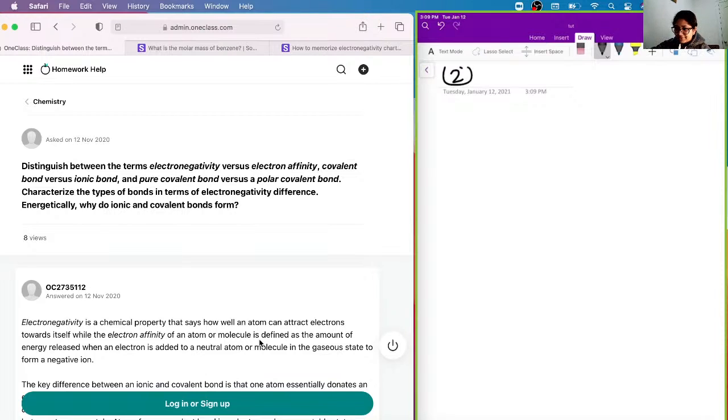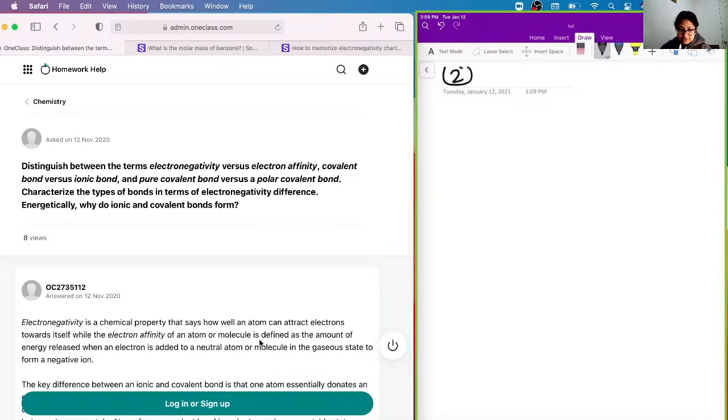Okay, so our second question says, distinguish between the terms electronegativity versus electron affinity, covalent bond versus ionic bond, and pure covalent bond versus a polar covalent bond, and characterize the types of bonds in terms of electronegativity difference. Energetically, why do ionic and covalent bonds form? Okay, so this is a very big question.